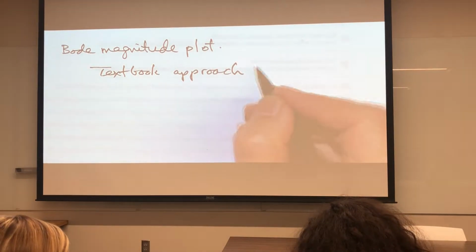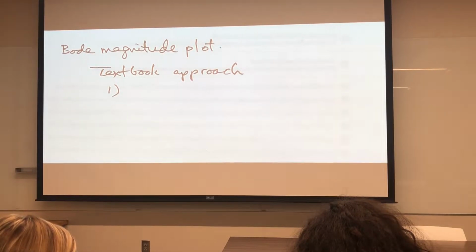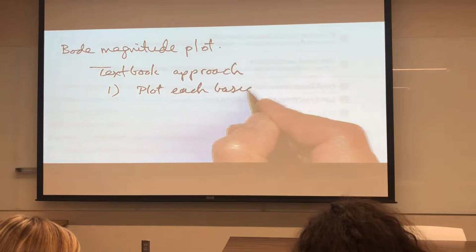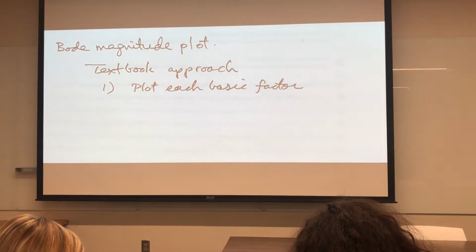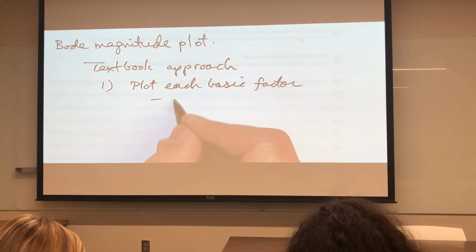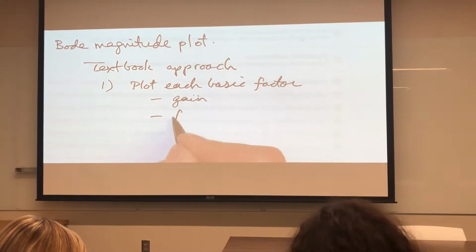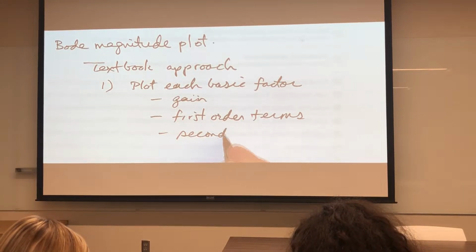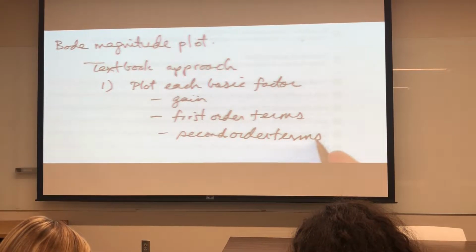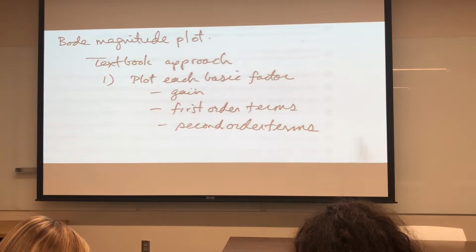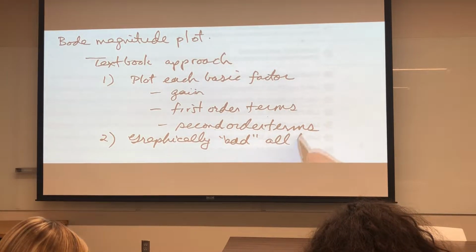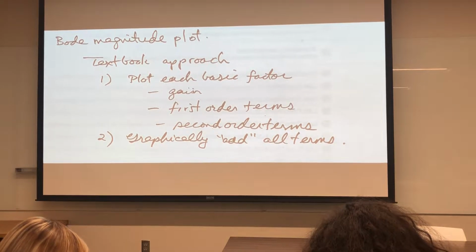The textbook approach says basically the first thing we do is determine all the different components. We plot each basic factor. The basic factors are a pure gain, first order terms, and then second order terms. This is fairly easy to do. And then the next thing they do is graphically add them. We basically try to add the pictures together.